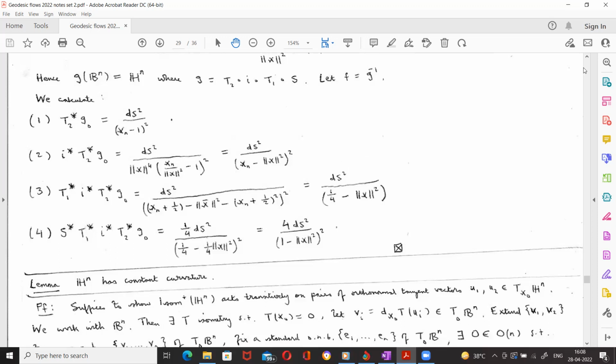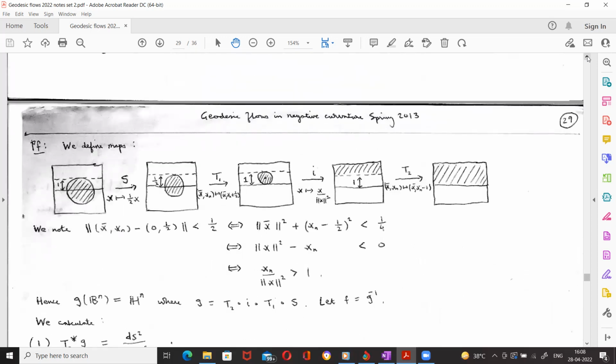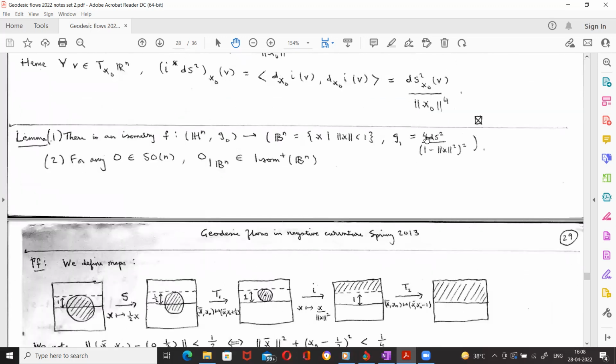Okay, so we get this isometry. So what is the point? The point is this metric, you can see it is invariant under the orthogonal group of Rn, right? Because an orthogonal transformation preserves ds squared and it preserves norm x. Therefore, it's going to preserve this metric on the ball. Is this clear? Yes, sir. So orthogonal transformations are isometries of the ball fixing the origin.